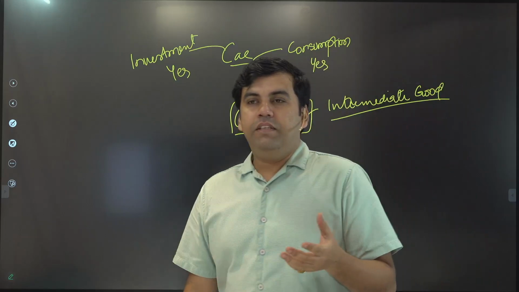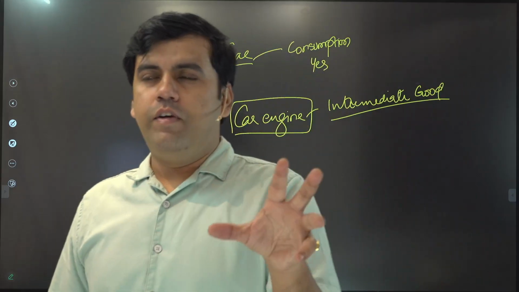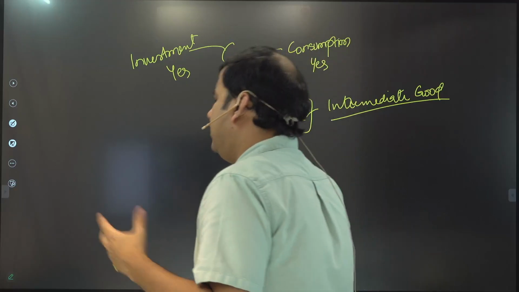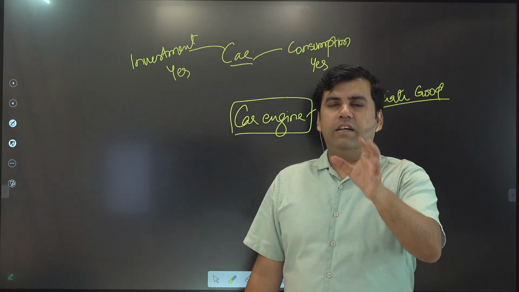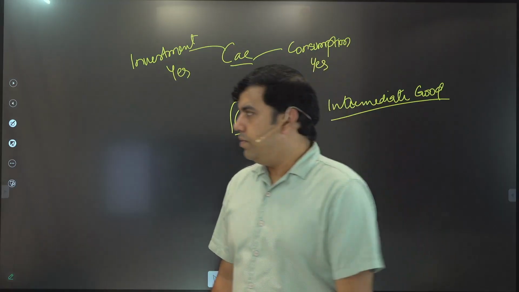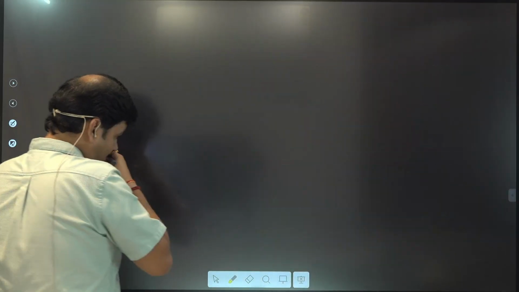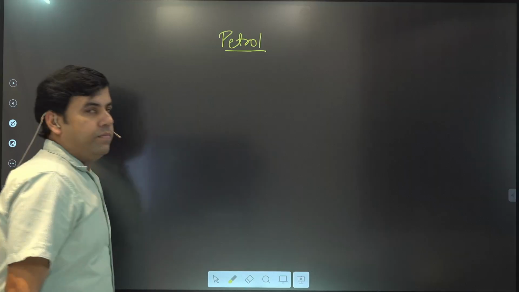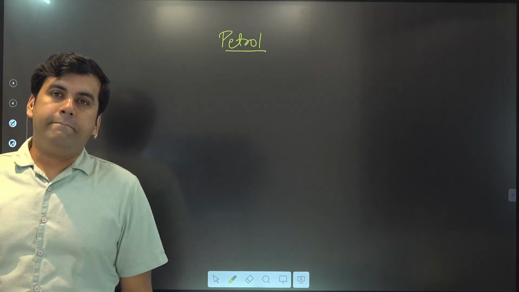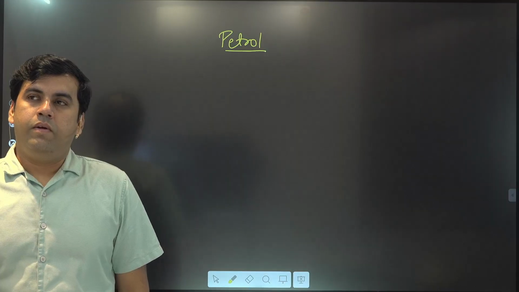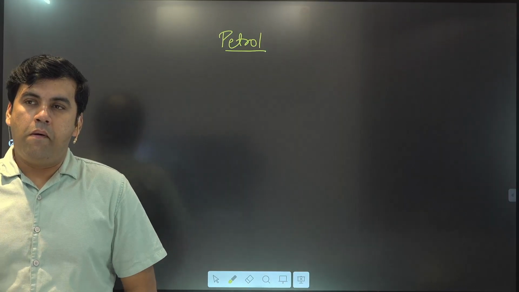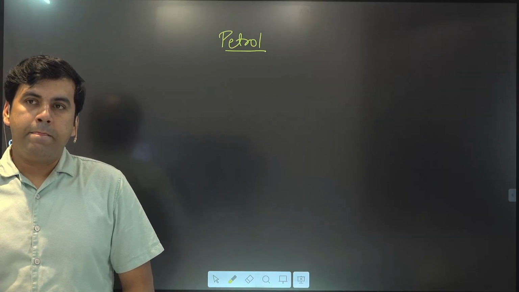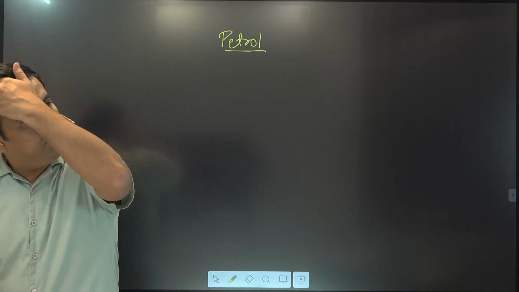Okay. Now let me just give you some examples, just 4 or 5 of them. And I want your response on whether that will be an intermediate good or a final good, just yes or no. I'll just ask whether this good is a final good or not. Petrol. Yes or no? It's not a final good. There is no final use of petrol.